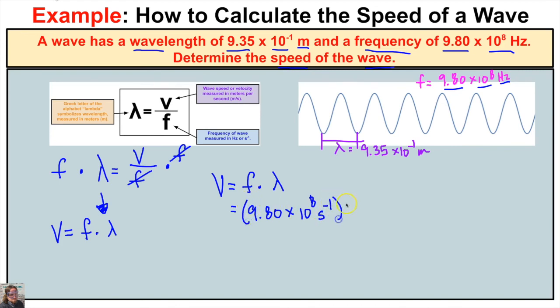So here's our frequency. Let's take a look now at our wavelength. Our wavelength, it tells us, is 9.35 times 10 to the negative first meters. And so now we just grab our calculator and we put this in. We have 9.80 times 10 to the 8th, and we're going to multiply this by 9.35 times 10 to the negative first. And we end up with 9.16 times 10 to the 8th.